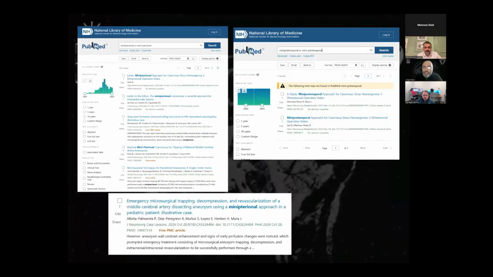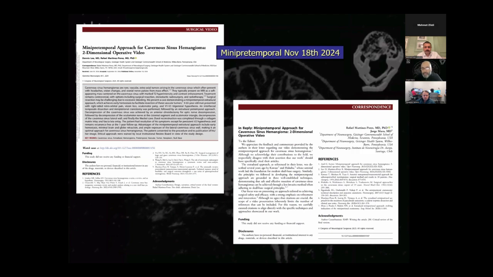And if you see the concepts, this is not a fashion. We have only 2 references in the literature about the mini pretemporal approach. This is the name of the approach that I'm showing you today. This approach is 10 years old, but has only 2 references. And mini pterional has 100 references. But we are putting the concept in the literature, and we have the papers.